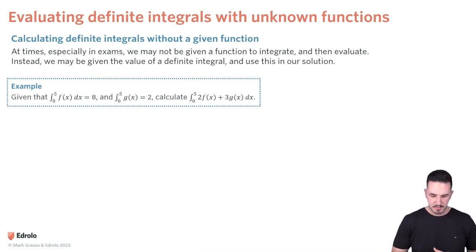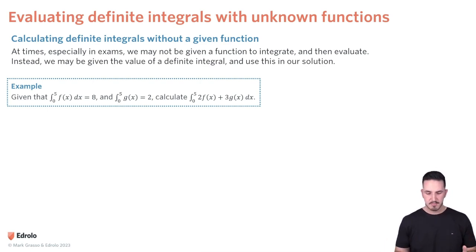So if we look at this example, given that the integral between 0 and 5 of f of x dx is equal to 8, and the integral between 0 and 5 of g of x is equal to 2, calculate the integral between 0 and 5 of 2 times f of x plus 3 times g of x. In this case, we have no clue as to what f of x and g of x may look like or how they may behave.